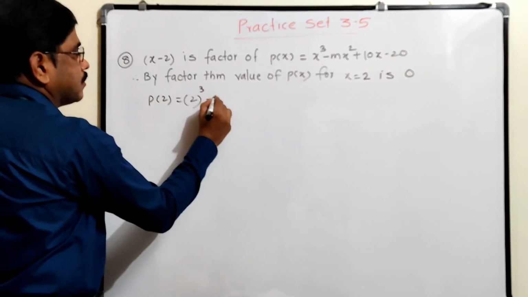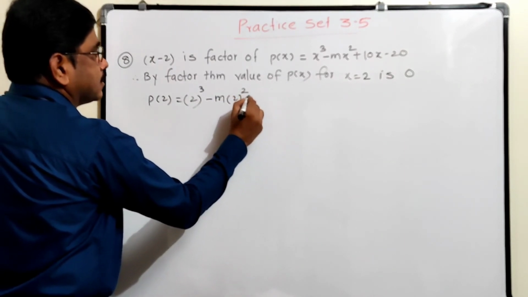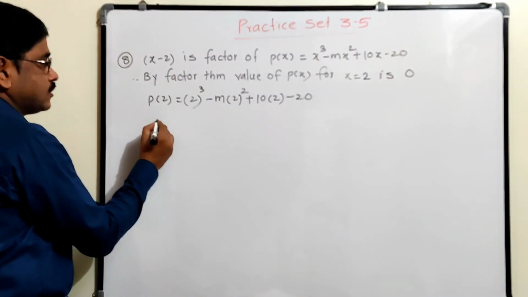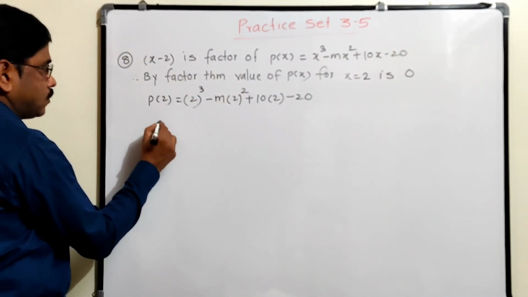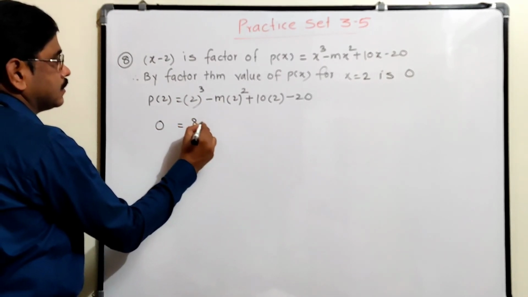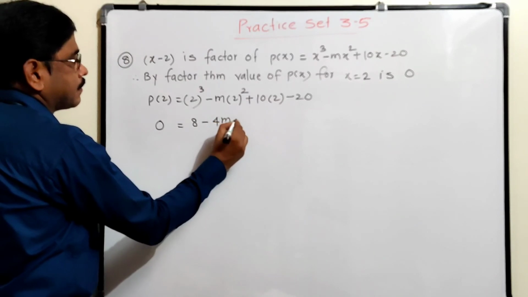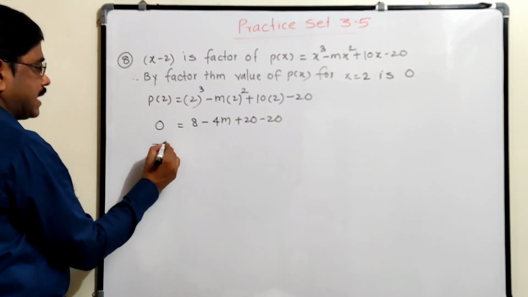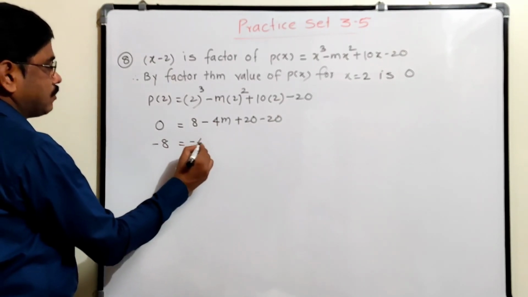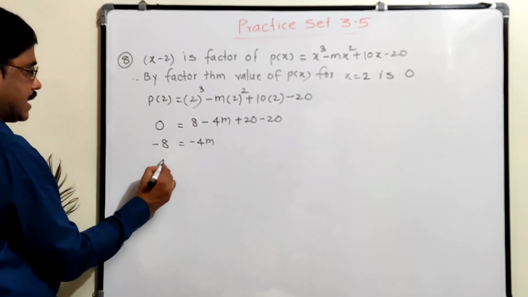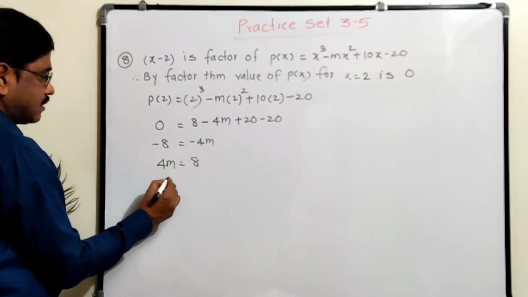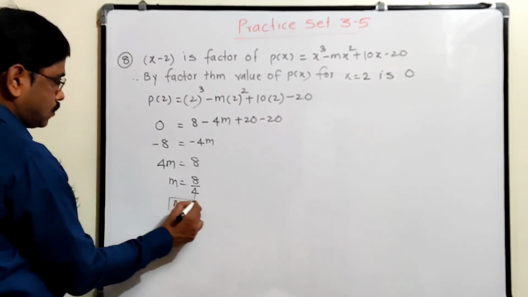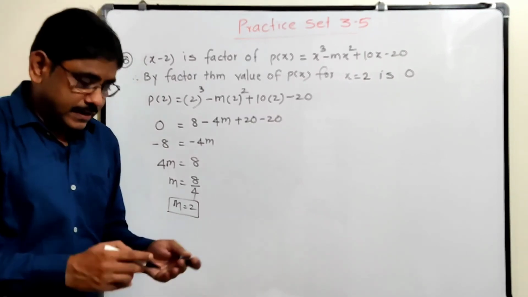2 cube minus m into 2 square plus 10 into 2 minus 20. This value is 0. What is the value of p(2) given? 0. 0 is equal to 8 minus 4m plus 20 minus 20. What is this plus 20 minus 20? So minus 8 coming to this side is equal to minus 4m. That means 4m is equal to 8. Therefore m is equal to 8 divided by 4. m is equal to 2. So in this way we can find the value of m.